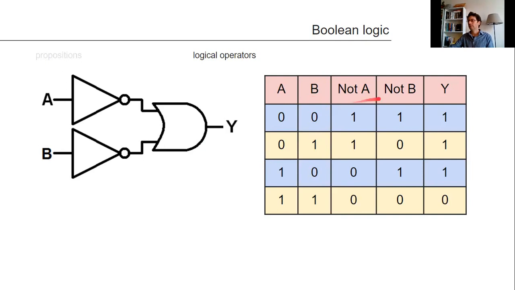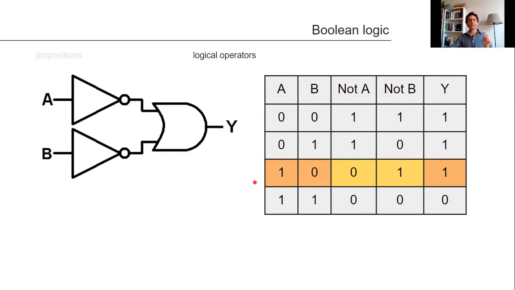We have A, B, not A, not B, and Y, which is the result of combining these 2 numbers and putting them into an OR gate. So how do we use this truth table? Here is an example. Take just this line. What's happening in this line? A is 1 and B is 0.